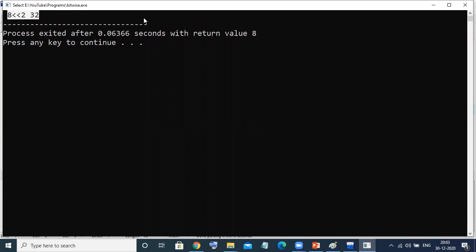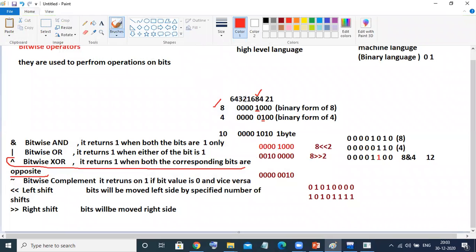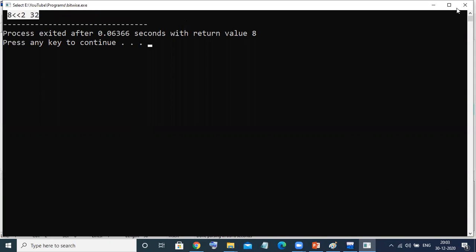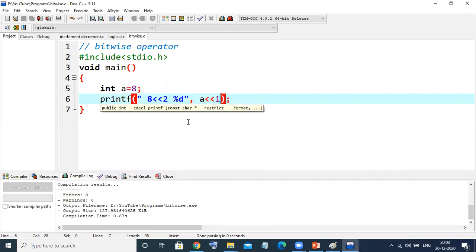Are you getting 32? Now see the diagram here. 8 shift 2 I've done. This is the normal representation of 8 bit, right? I've shifted left 2 digits. So shifted means this 8 place will be shifted to 16, then to this position, which will be 32, right? See, this is the 32. This 8 is shifted 2 bits to the left side, so that number will be 32. That is the reason you're getting the answer 32. Got it? That is called the left shift. If I shift 1, the answer would be 16.